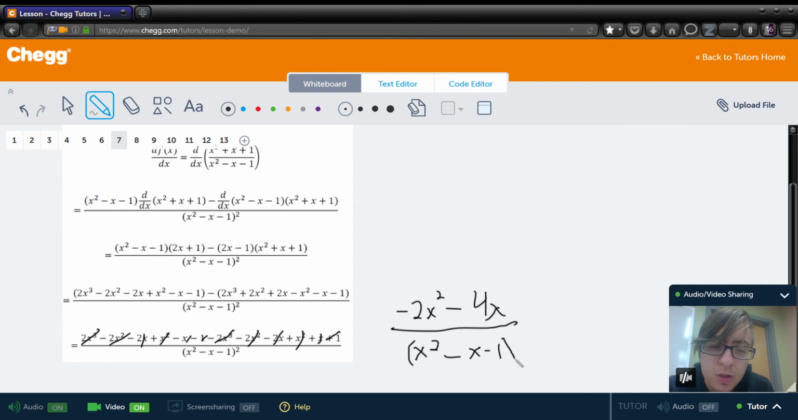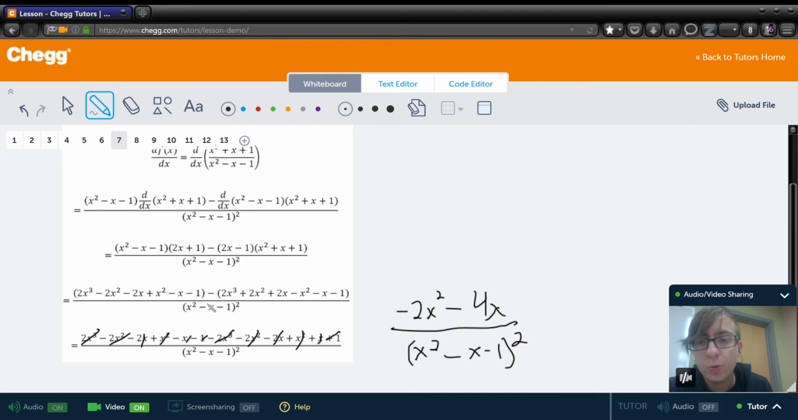And I just want to double check my work for the top here. So, yep, the positive 1 and the negative 1 will cancel out with each other. So we are left with 2x squared minus 4x all over x squared minus x minus 1.